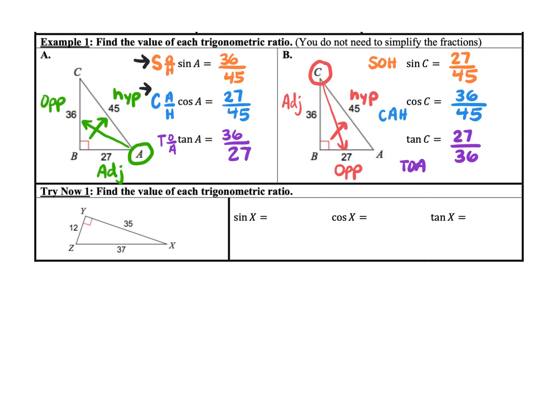I'd like you to try the next example, the try now, here on your own. Start by labeling the sides in relationship to angle X right here, and then see if you can write out the sine, cosine, and tangent ratios. Please pause your video now.